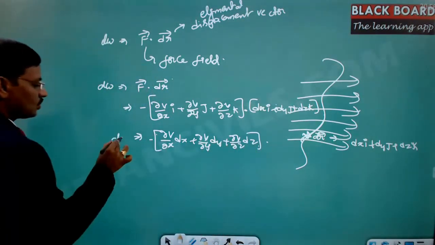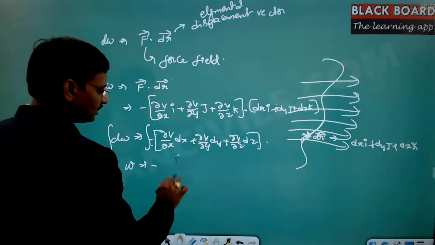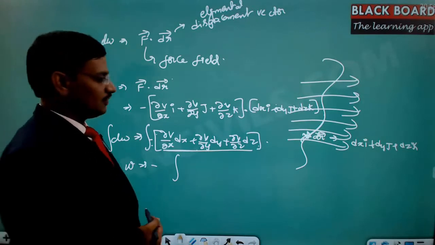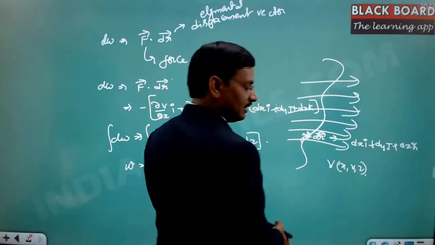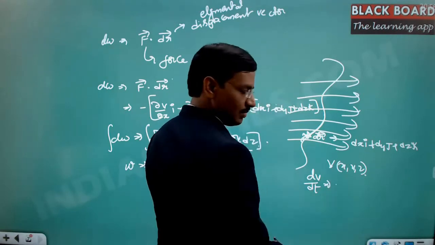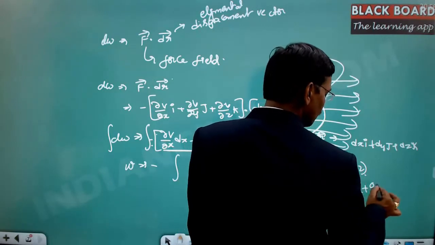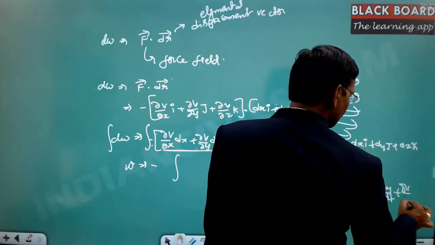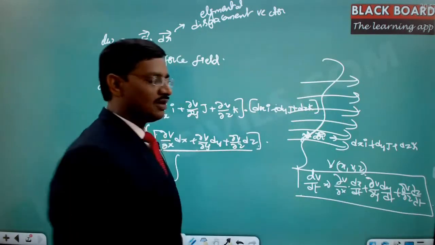Now if you want to find out the total work done, you just need to integrate it. Now the total work done is equal to, if you notice, the exact differential. That is the function V, if you try to take the derivative of it, V being a function of X comma Y comma Z, then dV by dt can be expressed as dou V by dou X into dx by dt plus dou V by dou Y into dy by dt plus dou V by dou Z into dz by dt. So this is how we find out the total derivative of any particular function.